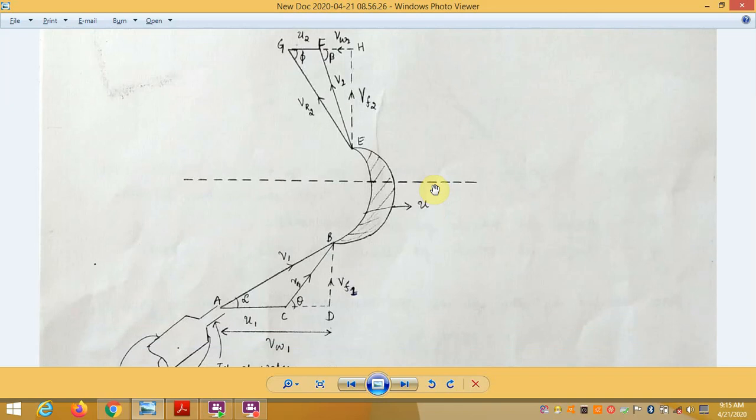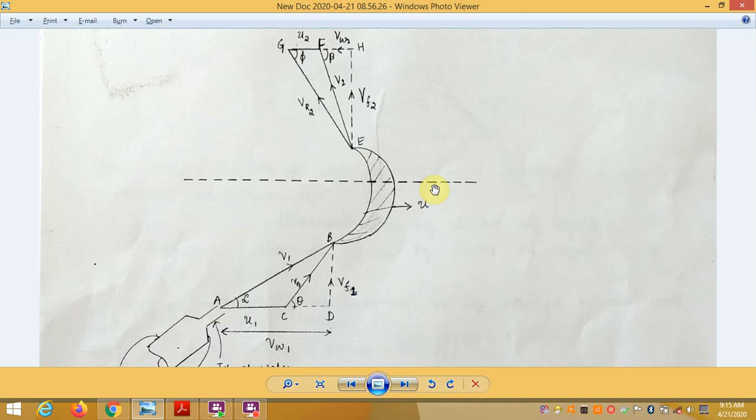Before that, in the previous session, we solved and came to know the procedure of impact of a jet on a single vane, and impact of a jet on a series of vanes, when it is fixed and when it is moving. So the velocity triangle consists of the nozzle and the diameter of the pipe.